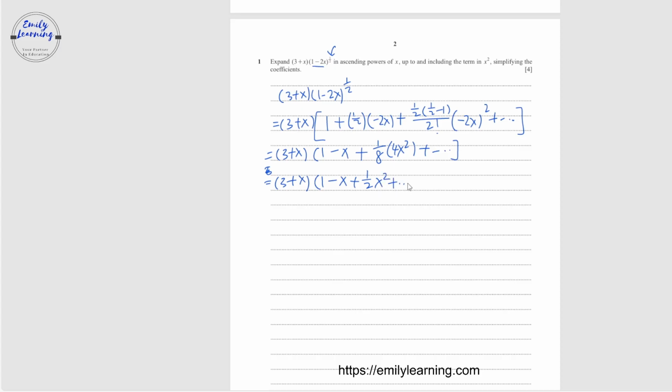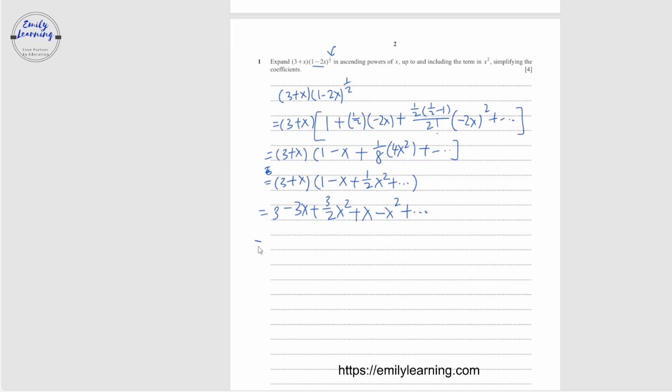Now that I'm done with this, let's expand. I'll take 3 multiplied by all these terms here. So I get 3 minus 3x plus 3 over 2 x squared. Next, I'll take x multiplied by 1 minus x. I'll not multiply it with half x squared, because I only need terms up to x squared. If you take x times half x squared, you get x cubed, which is not needed. So I'll just stop here. x times 1 gives me x. x times minus x gives me minus x squared.